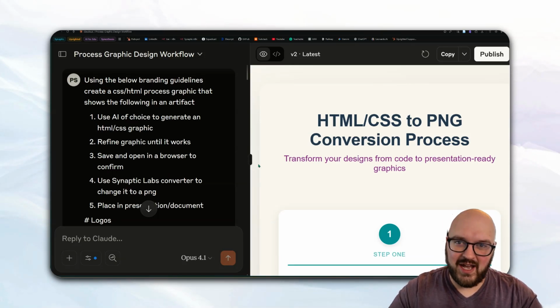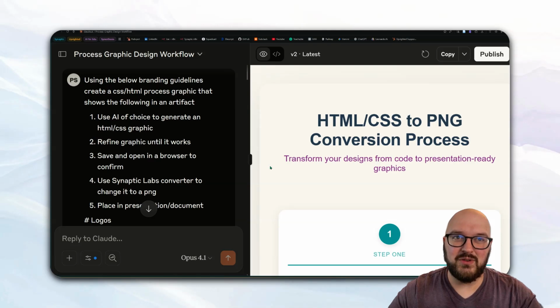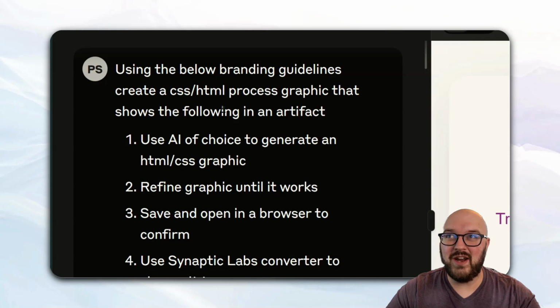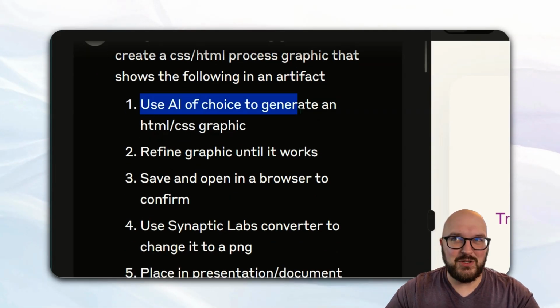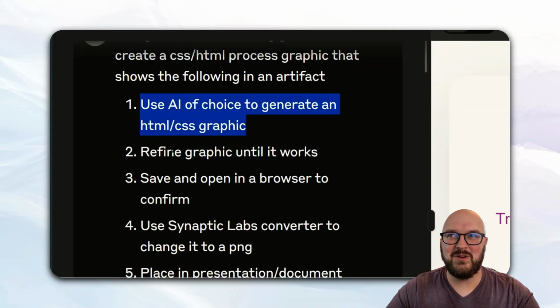I wanted to show you guys this full process that we're going to go through, and I wanted to create a graphic for it. So I use this fairly simple prompt: using the below branding guidelines, create a CSS/HTML process graphic that shows the following in an artifact or canvas, whatever you're using. One, use AI of choice to generate the graphic. That's where we're at now.